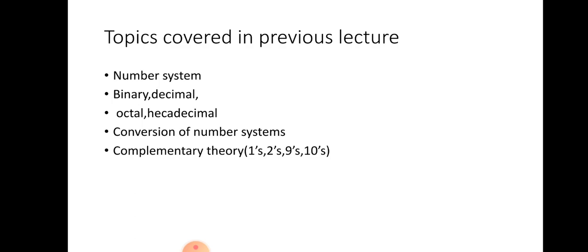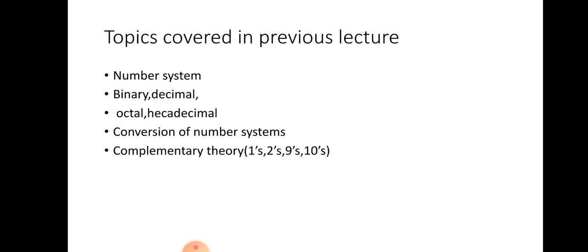Then the third one was the octal number system, which uses the digits 0 to 7. So the base of the octal number system is 8. And the hexadecimal number system uses the digits 0 to 9 and the alphabets A to F. In the hexadecimal number system, the base is 16.